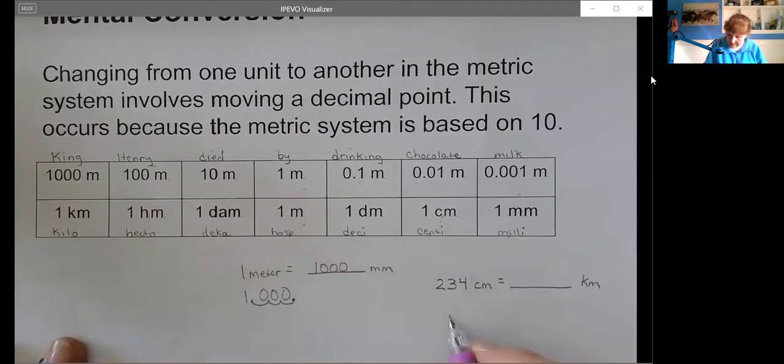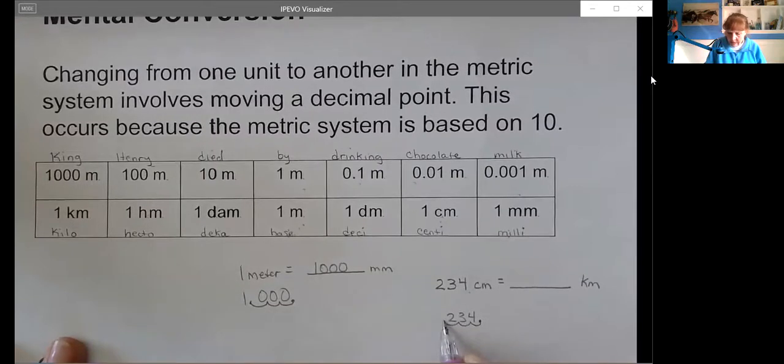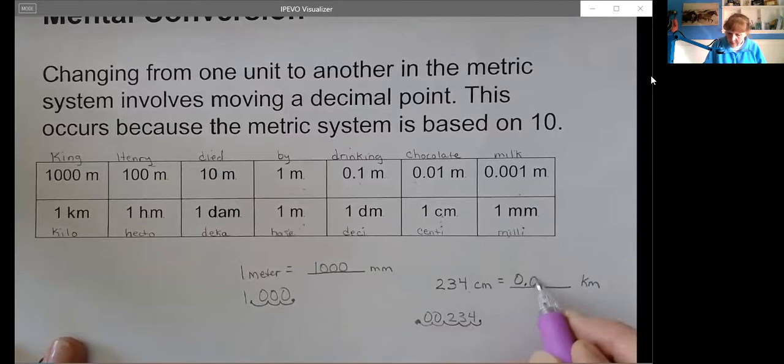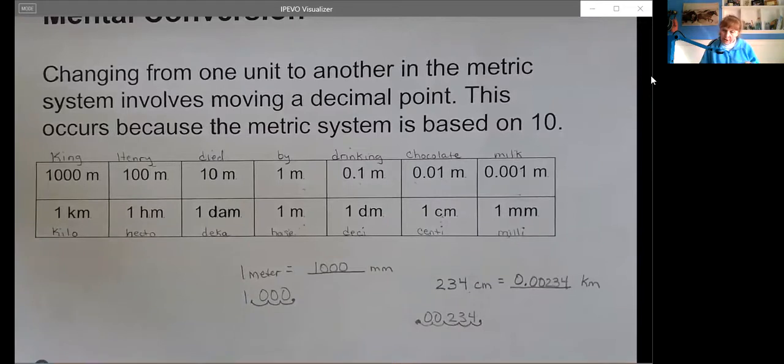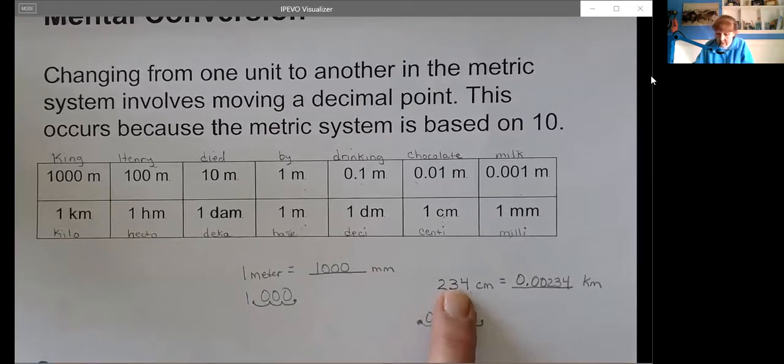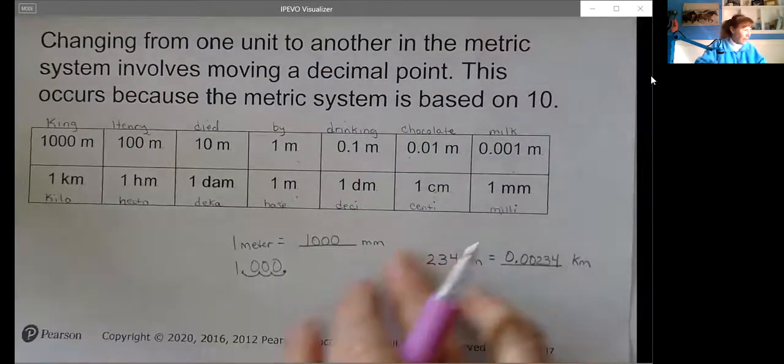So I take this, it's right there. I'm going to move it 5 to the left. 1, 2, 3. Start again. 1, 2, 3, 4, 5. So it would be 0.00234 kilometers, which is kind of what you expected. These guys are little and you're going to need a lot more. This is quite large. You're not going to need very much of it because those two are equal to each other in distance.